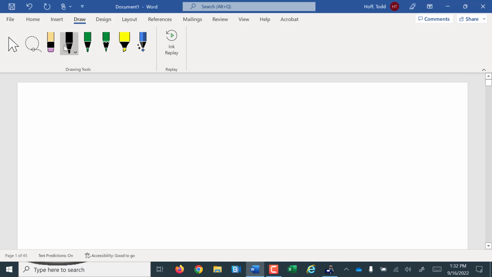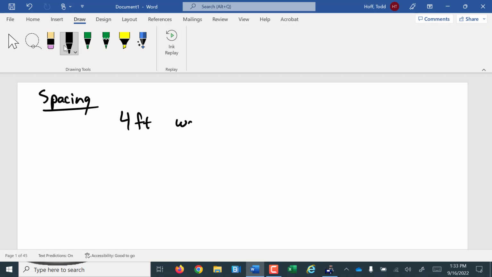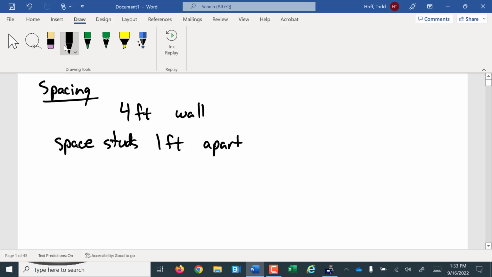So the first thing I want to go over before we hit the quiz is stud spacing or joist spacing. Let's say we have a 4-foot wall and we want to space our studs 1 foot apart. How would we figure out how many studs it would take to do that 4-foot wall? What would you do?